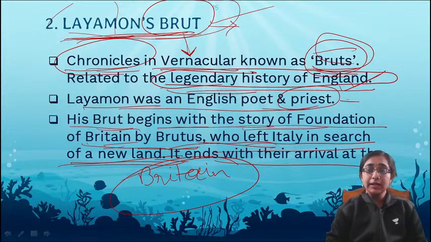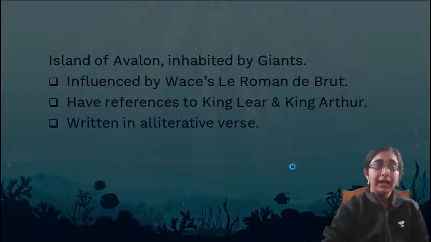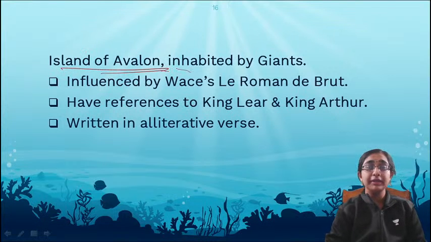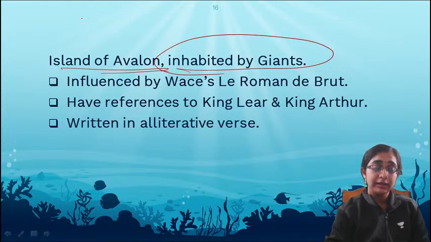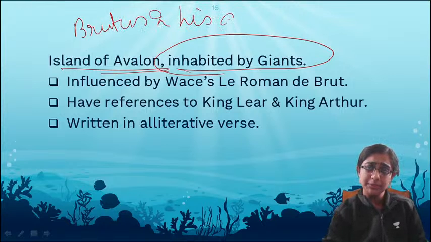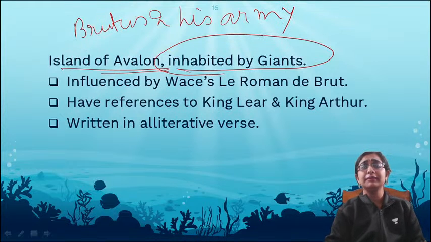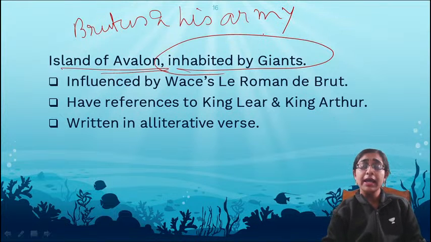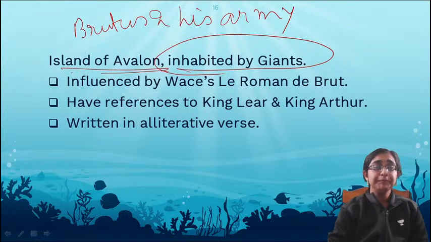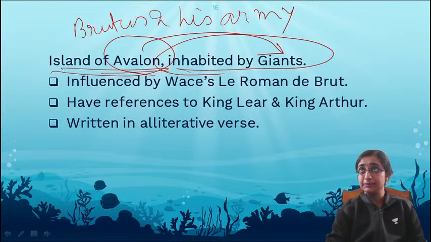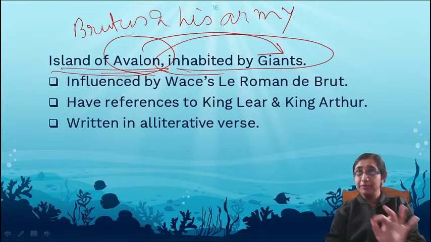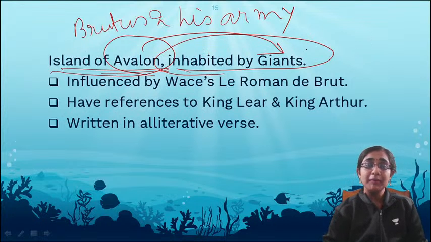And it ends with their arrival at the island of Avalon inhabited by giants. Whose arrival? The arrival of Brutus and his army. So the first part talks about how Brutus founded Britain as a country, and the later part talks about the journey of Brutus and his army to the island of Avalon. The island of Avalon is inhabited by giants, so there is also an element of adventure here. Okay, so this is all about Layamon's Brut.